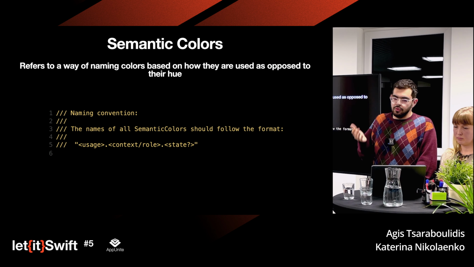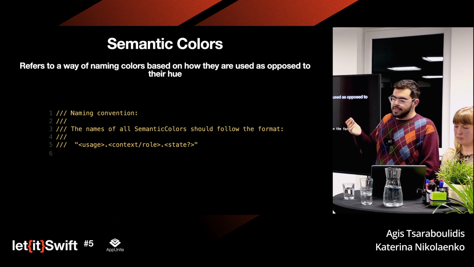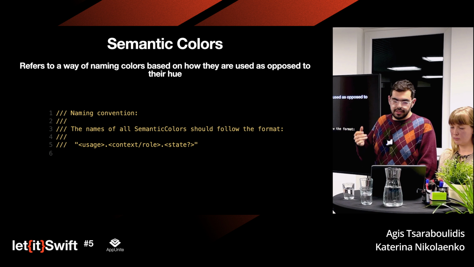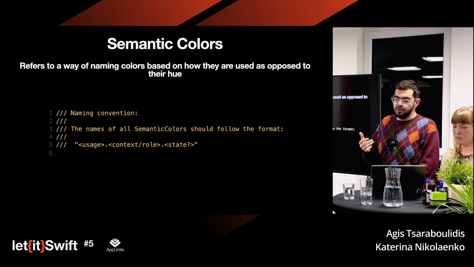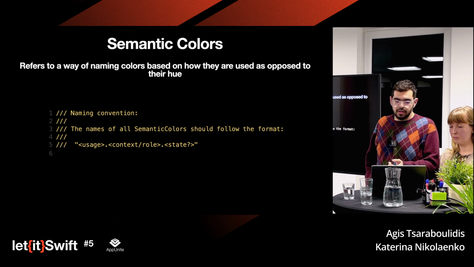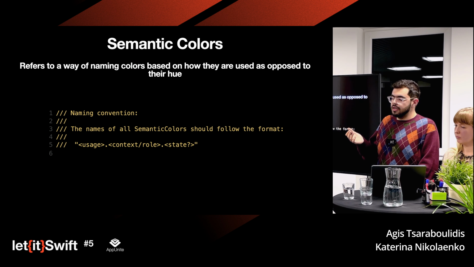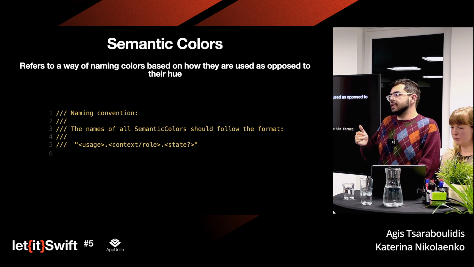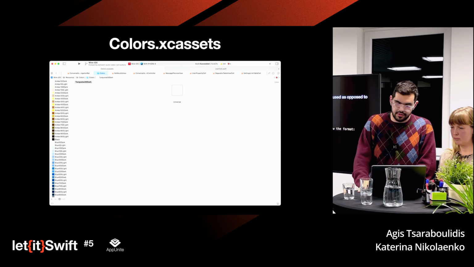So we used something called semantic colors. For people who are not familiar with semantic colors, it is a way of naming colors based on how they are used as opposed to their hue or color. Our naming convention was usage, content, and after that state. But before I can show you our semantic colors file, let's take a step back and think about colors first.